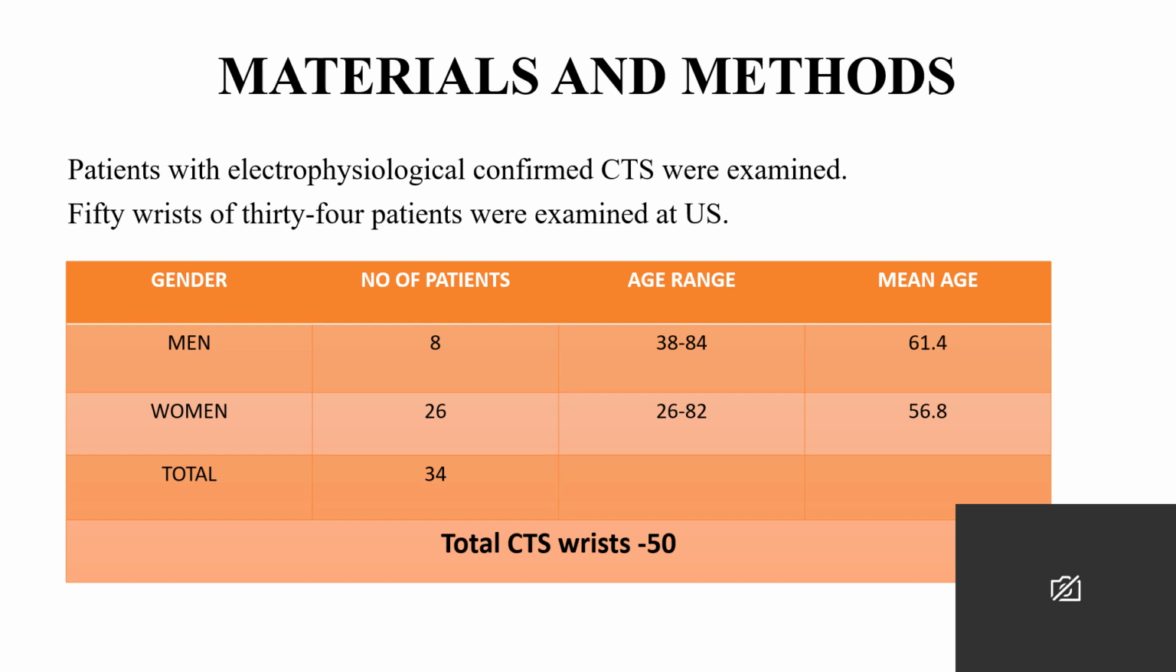Materials and methods. Patients with electrophysiologically confirmed carpal tunnel syndrome were examined. 50 wrists of 34 patients were examined at ultrasound. Out of them, 8 were men and 26 were women. Men were in the range of 38 to 84, whereas women were in the range of 26 to 82.